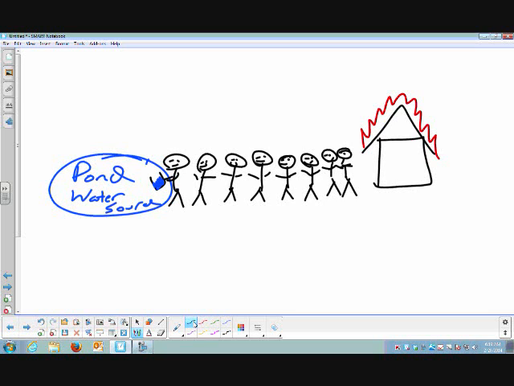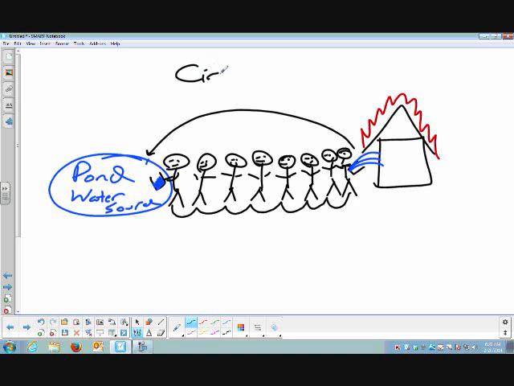This bucket then gets passed on to this guy, who passes on to this guy, and where this person right here takes the bucket and throws all of the water, all 1 gallon of the water, onto the fire. The bucket then gets moved back to the pond, to the water source, and the whole process repeats. Hopefully they have many buckets they can use instead of just one to be a little bit more effective, but that's the picture. So this is our fundamental circuit.